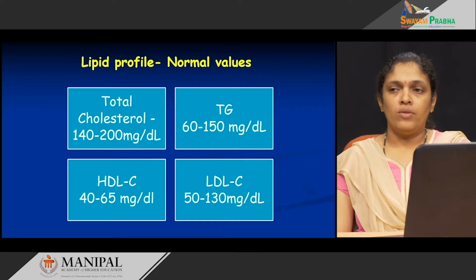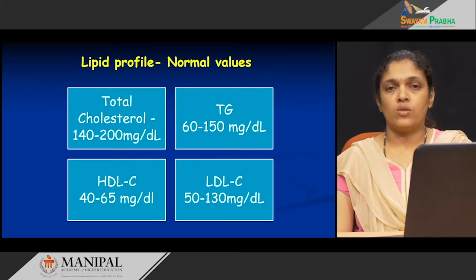A similar thing holds good when you talk about the TG. TG stands for triacylglycerols or triglycerides. The range is between 60 to 150 milligrams per deciliter. Having low levels of triacylglycerol is always good, but if it is more than 150 milligrams per deciliter, that is again when you have a chance of having a cardiovascular disease.